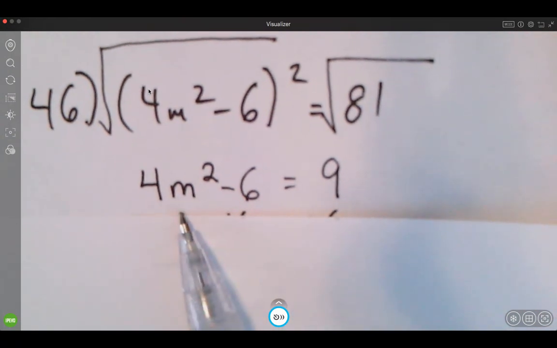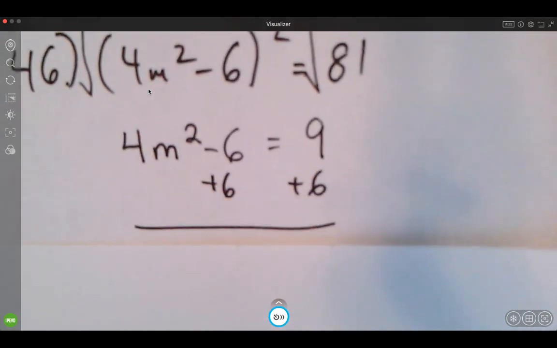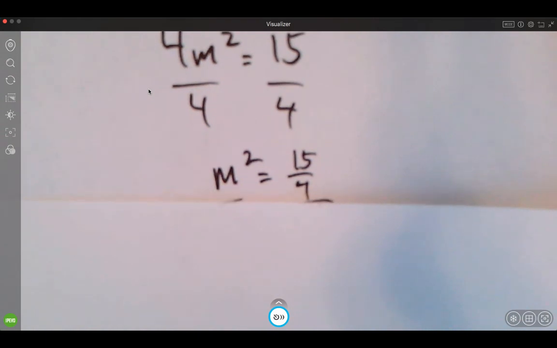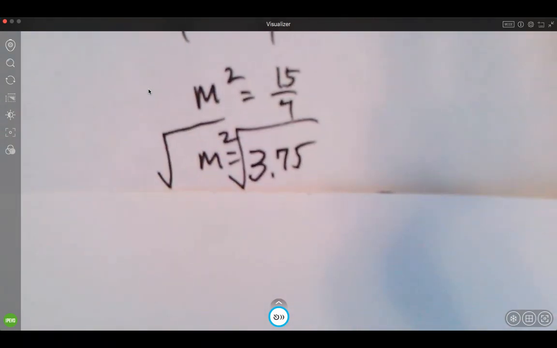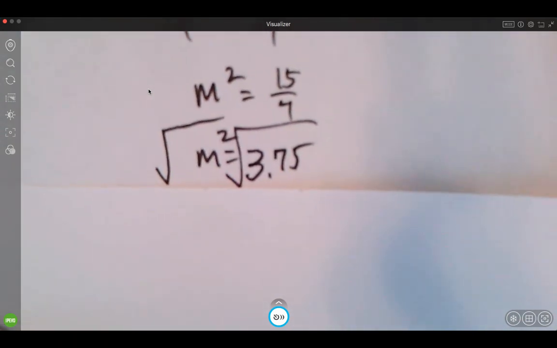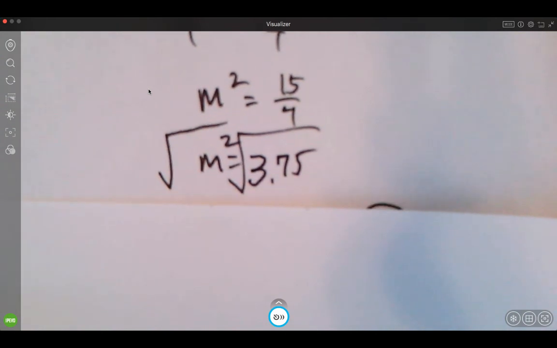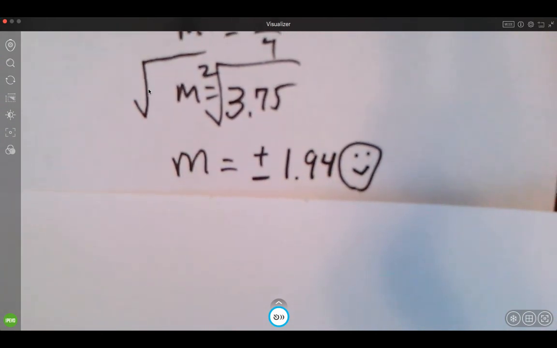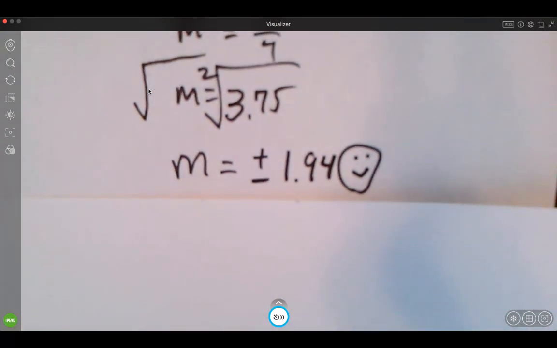So then you add 6 to both sides. You get this. Divide by 4. And you get m squared is 15 fourths, which is 3.75. Then you square root that, and you get positive or negative 1.94. Remember, the first half of today's tagline is baby.